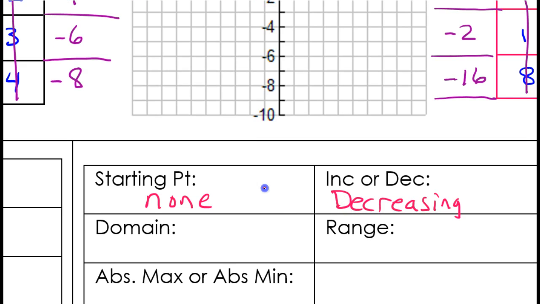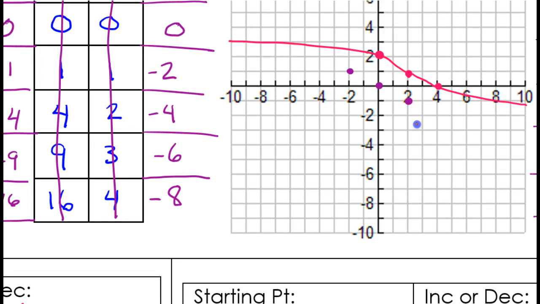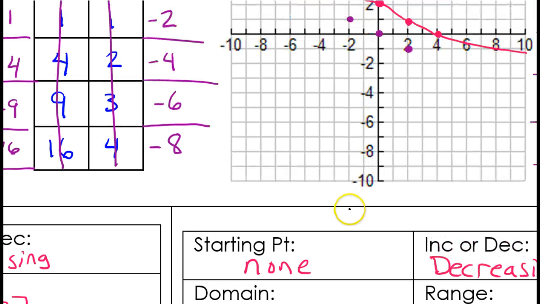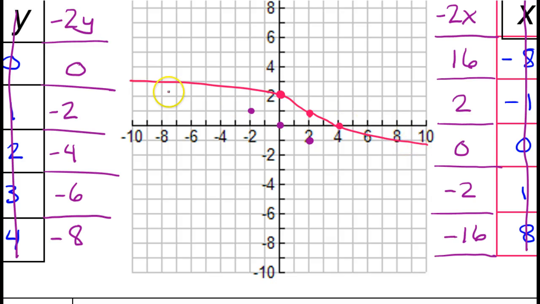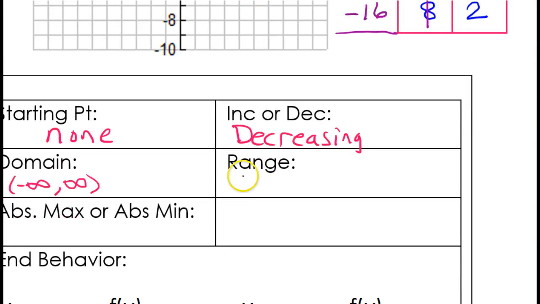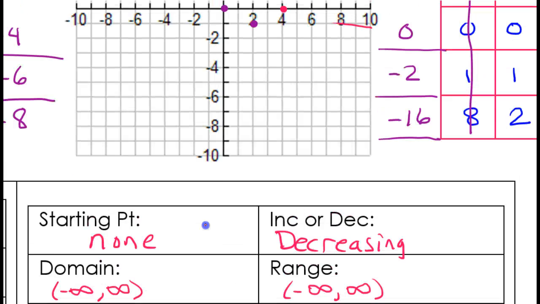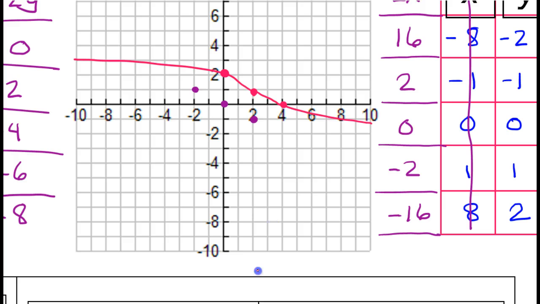The domain and range will always be the same for cube root functions. They go left forever and right forever. So the domain is negative infinity to positive infinity. And they also go down forever and up forever. So the range is also negative infinity to positive infinity. So that's true for all cube root functions. Now, absolute max or absolute min, there won't be any because of what we just said about the domain and range. It has no high point and no low point. It keeps going.